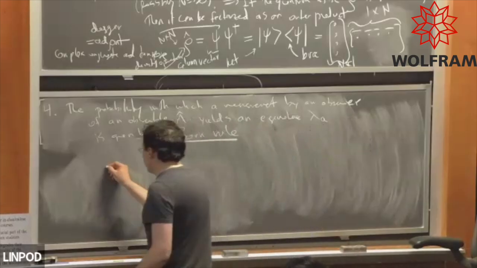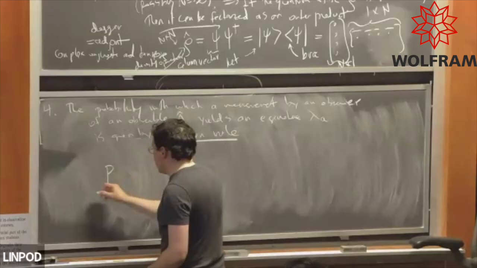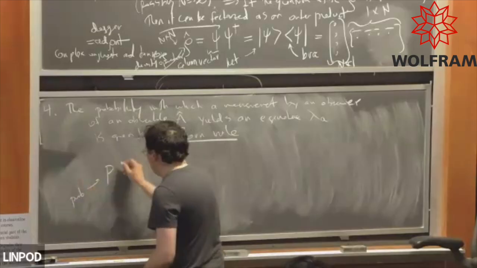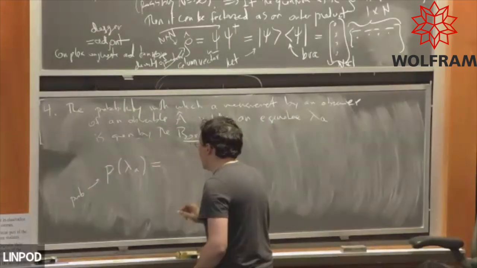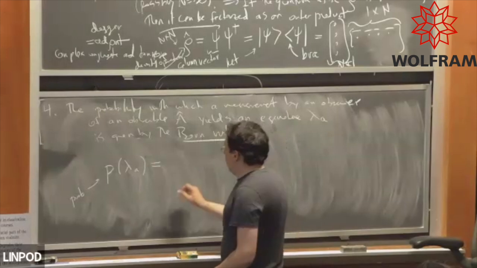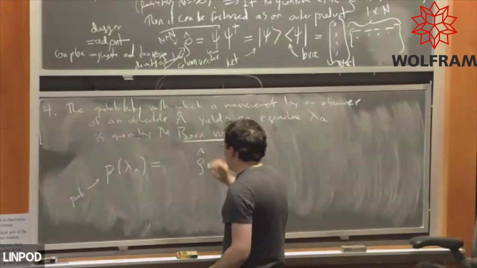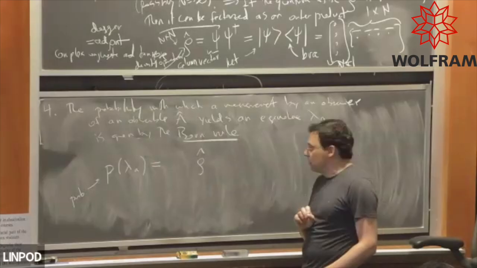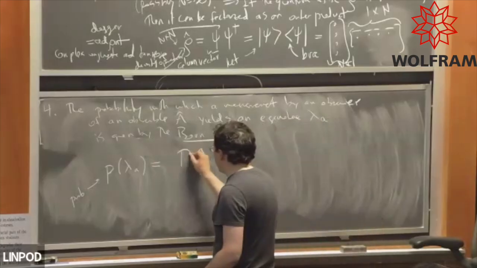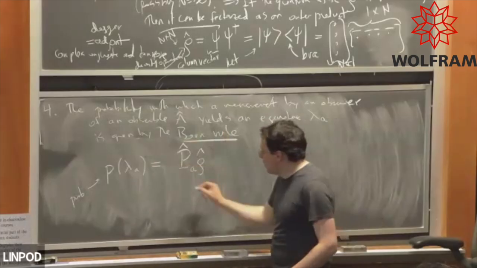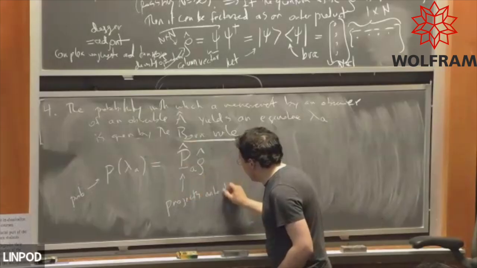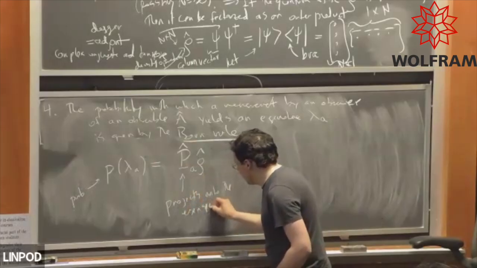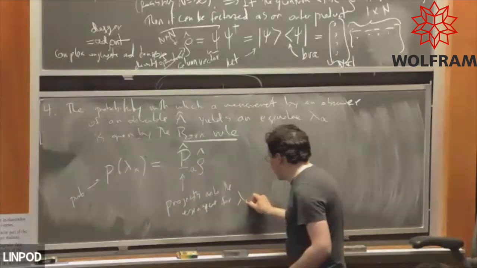What is the Born rule? It says that the probability, P, with which you will obtain the result lambda A is given by: take the system's quantum state represented by the density matrix, and multiply by a certain operator, P hat, subscript A. What is that operator? It is the operator that projects onto the eigenspace for that eigenvalue lambda A.